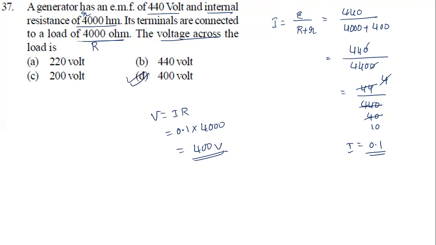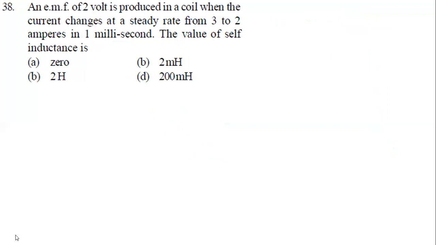So it will become 400 volt. That is the voltage drop across load. Okay, this is 0.1 current. That is the current supplied. Okay, next, look at now next question.